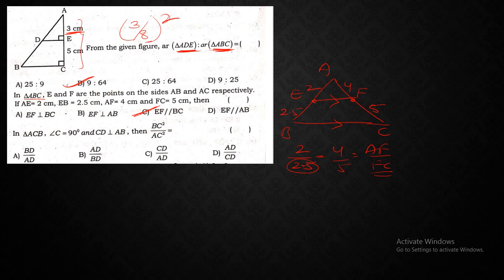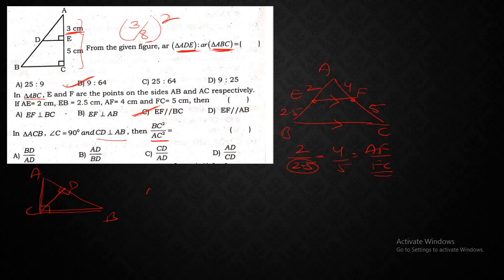Next, in triangle ACB, this is right angled at C. Next, CD is perpendicular to AB. So there is a point D such that these two are perpendicular. Then what is he asking? BC square by AC square. So this is BC square and this is AC square.